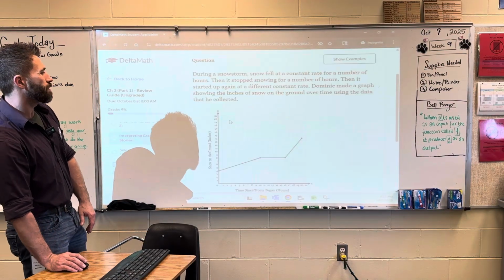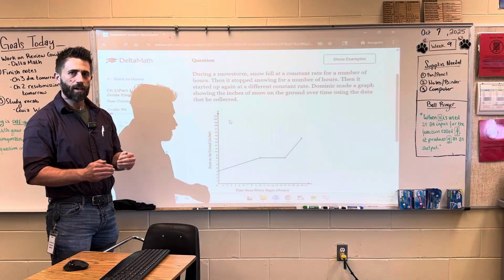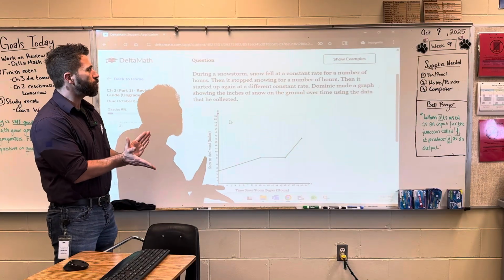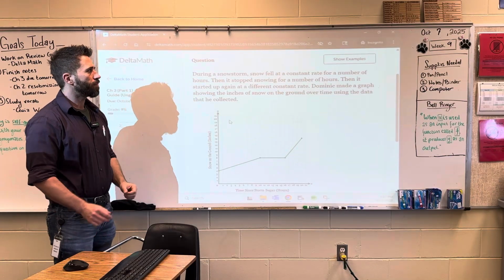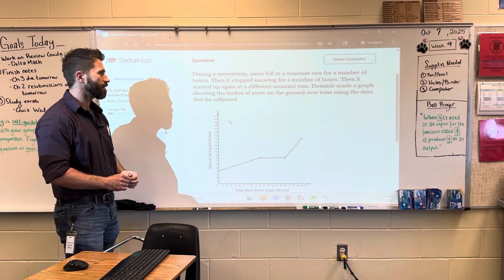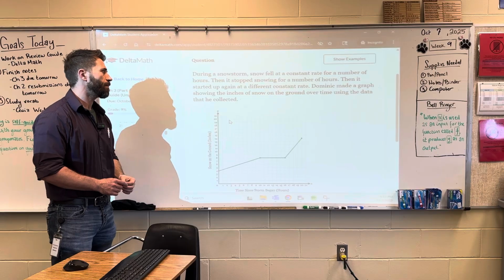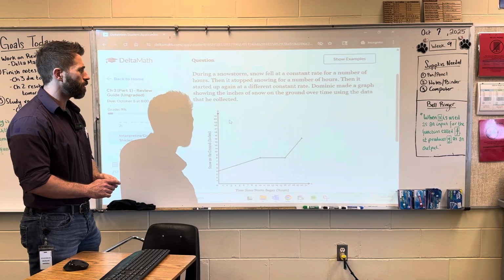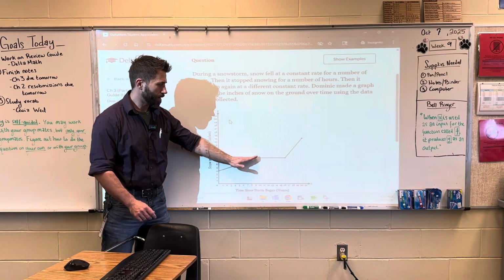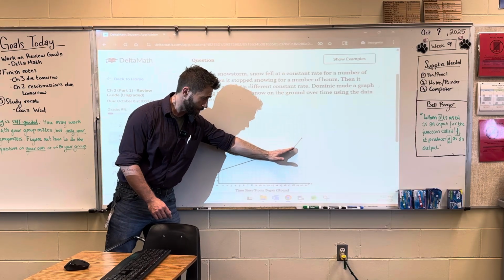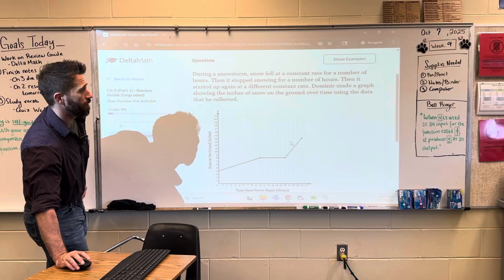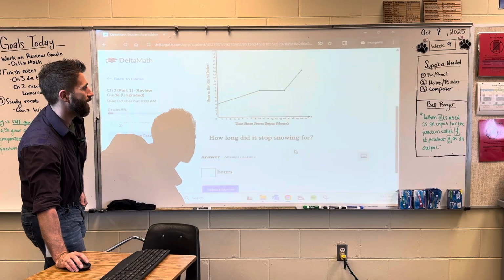Interpreting graph stories. This was another difficult one because you had to figure out where the variables are in relation to each other. During a snowstorm, the snow fell at a constant rate for a number of hours, then it stopped snowing for a number of hours, then it started up again at a different constant rate. Dominic made the graph showing the inches of snow on the ground over time using the data that he'd collected. So it started snowing, the snow went up over time, then it stopped, and then it started snowing, but it looks like it went up even faster.